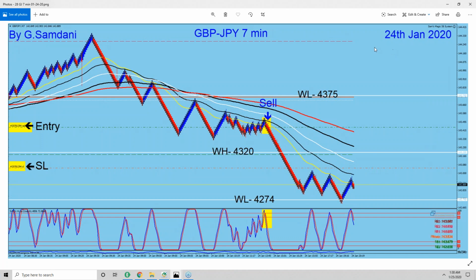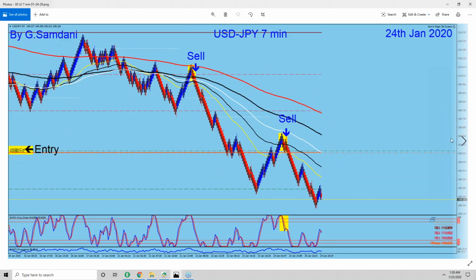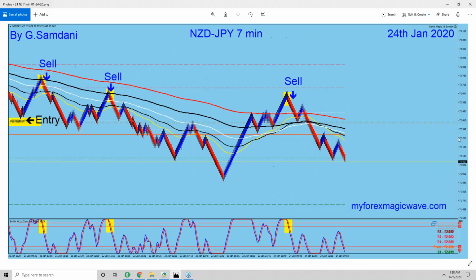Pound yen again on the 24th, which means Friday. It was going up again. The news came out here, and then pound started getting weaker, and that's what happened. Aussie yen again here. USD yen, that was the first entry, this is the second entry. And New Zealand again, that was the first, second, third, that's the fourth entry on this.